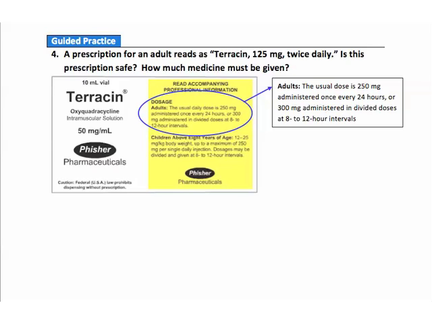Question 4. A prescription for an adult reads Terracin, 125 milligrams twice daily. Is this prescription safe? And how much medicine must be given? Well, first let's check to see if this prescription is safe. So we're looking at the usual dose here. The usual dose is 250 milligrams administered once every 24 hours, or we can do 300 milligrams administered in divided doses. And if we take a look at our prescription here, it's 125 milligrams twice daily, which means we're dividing this up into doses. So we could give up to 300 milligrams of this medication.